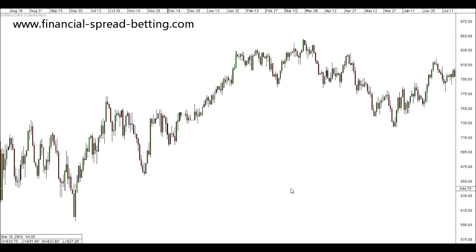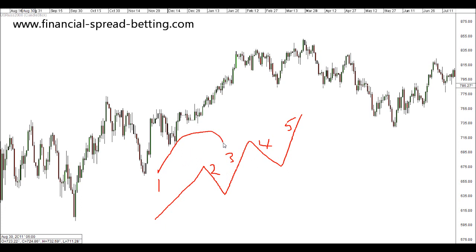In this video I will demonstrate the ABC correction, which is part of the Elliott wave theory. In the previous video we looked at the 5-3 wave pattern when price trends. We have 5 waves, 3 motive waves that push with the trend, and 2 corrective waves that go against the trend.